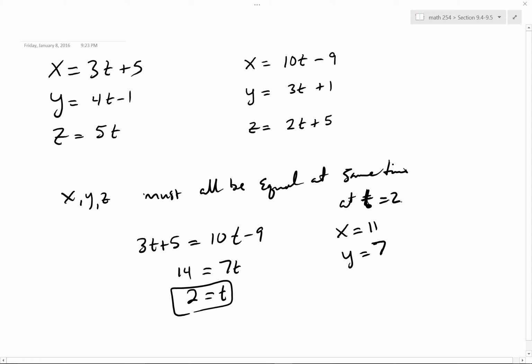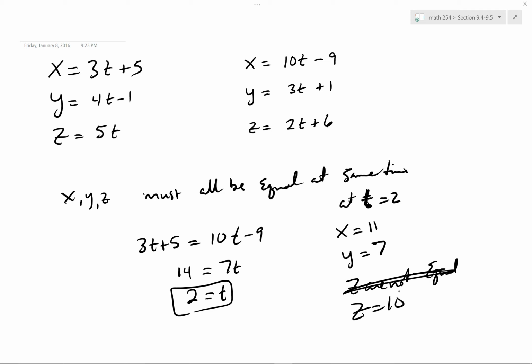But are my z's the same? 5 times 2 is 10. 2 times 2 is 4 plus 5 is 9. Oh, their z's are not equal. So what does that mean? It means they do not cross one another. If this had been a 6 here, then their x's, y's, and z's would have all been the same, and therefore we would know that these two lines cross one another.